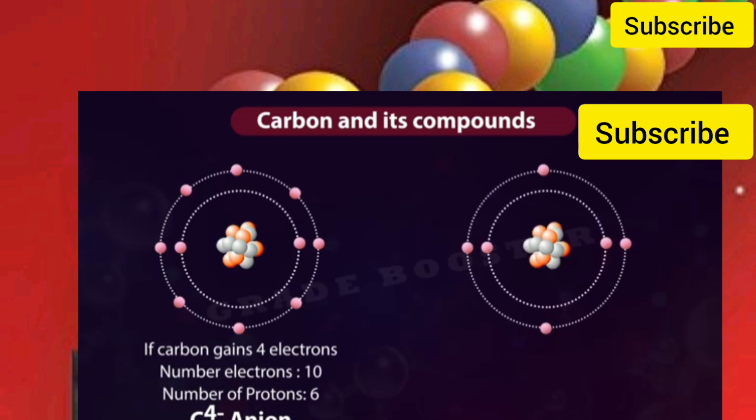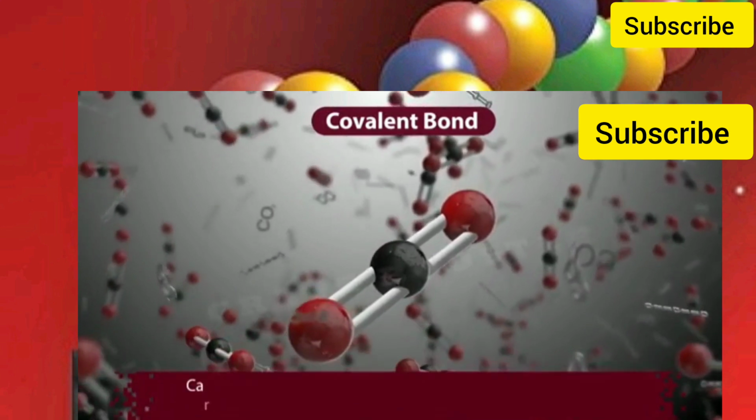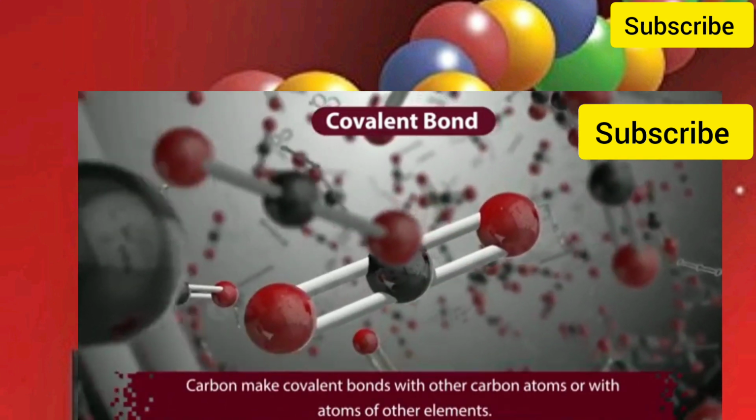If carbon has to lose 4 electrons, it would require a large amount of energy to remove 4 electrons. Then it turns into a carbon cation with 6 protons in its nucleus holding on to just 2 electrons. So, losing and gaining of electrons does not work with carbon to make bonds. So, carbon cannot form ionic bonds. Covalent bond. Carbon makes covalent bonds with other carbon atoms or with atoms of other elements.